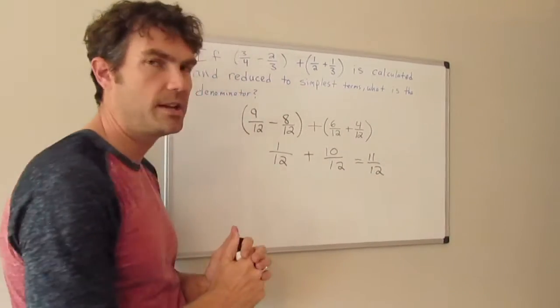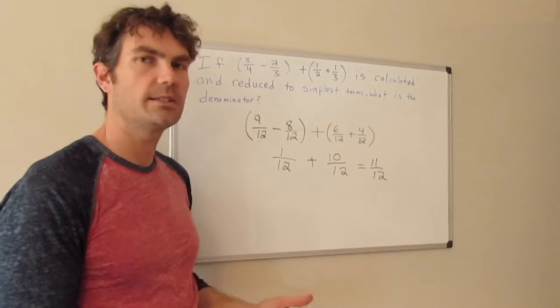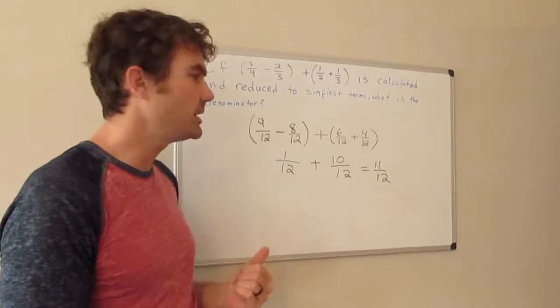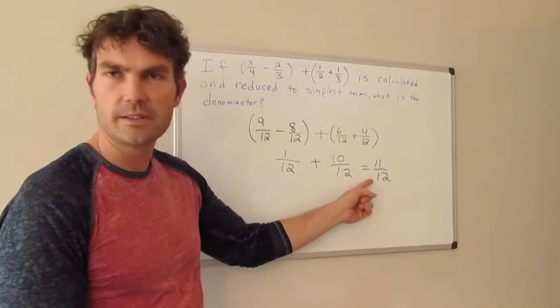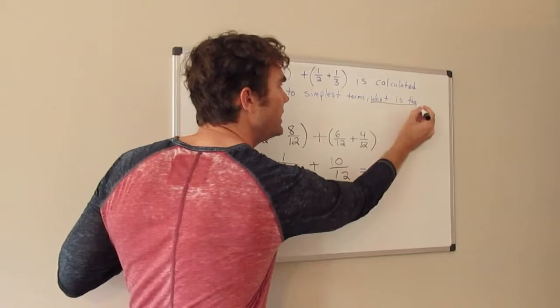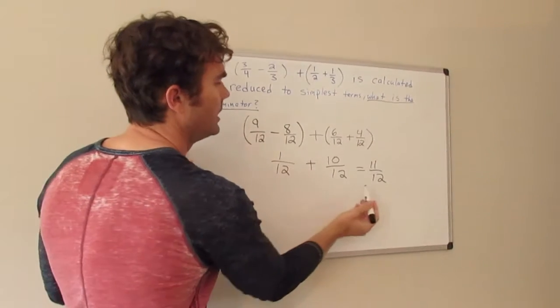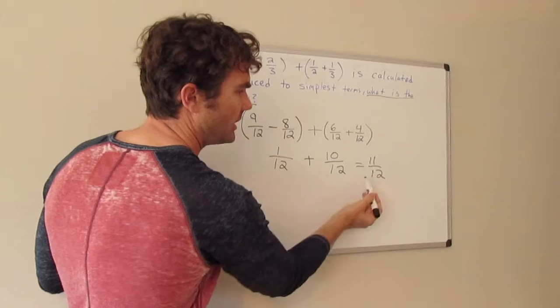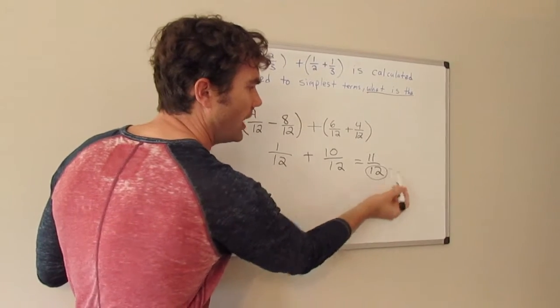Now, good habit here. When you're on these standardized tests, the ACT and SAT, always reread the question. My first instinct is 11/12 is the answer, right? No, what was the question? What is the denominator? So the answer is not 11/12, but 12.